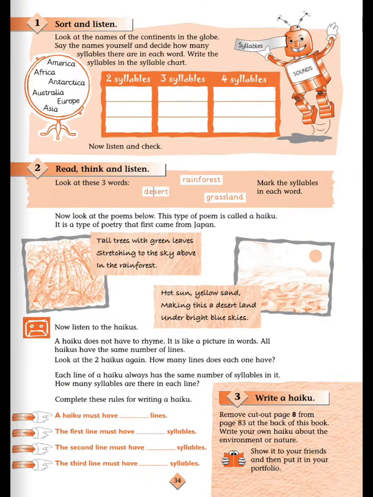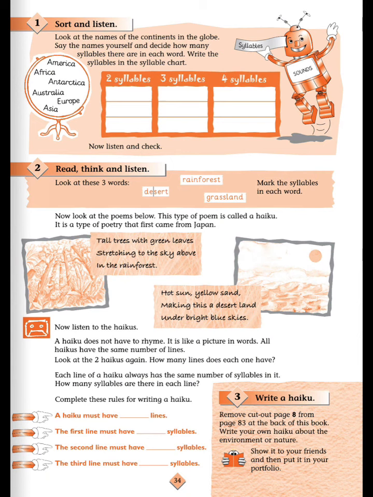Exercise number 1. Sort and listen. Look at the names of the continents in the globe. Say the names yourself and decide how many syllables there are in each word. Write the syllables in the syllable chart.